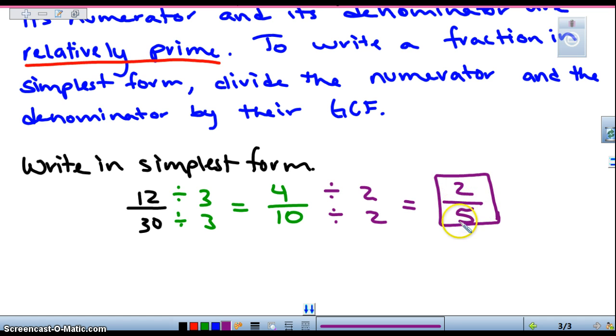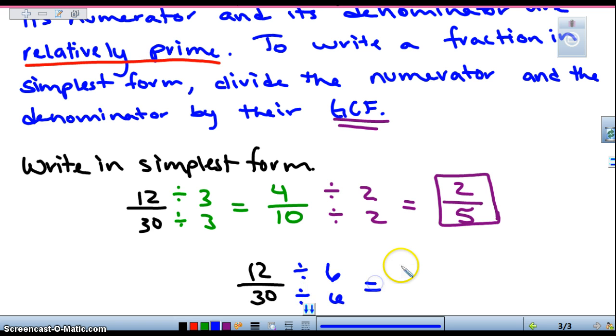This is 2/5. However, did we divide by the greatest common factor? No. The greatest common factor was 6. So if I write 12/30 and I try dividing each of these by 6, do I get the same answer? Yes, I still get the same answer. So what happens if the greatest common factor does not come to mind first? Can you still simplify? Yes.